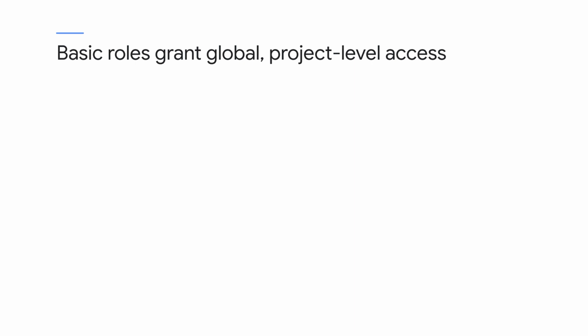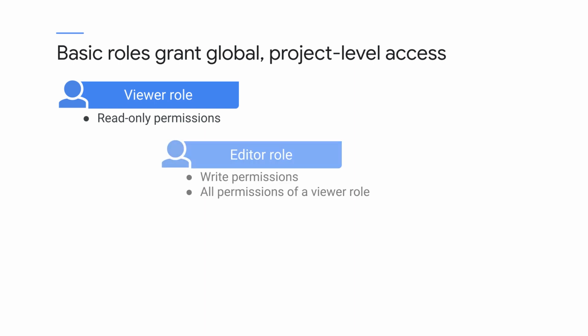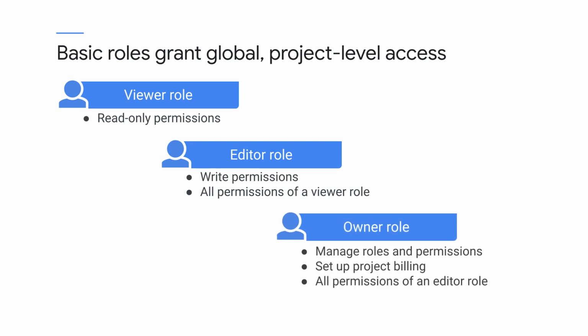There are three basic roles. The first basic role is the viewer role. It permits read-only actions, such as viewing existing resources or data across a whole project. In addition to all the viewer permissions, the editor role is allowed to modify existing resources. The final basic role, the owner role, has all of the editor permissions and also has the right to manage roles and permissions and set up billing for a project. Any of these roles can access all resources, such as App Engine, Compute Engine, and Cloud Storage.